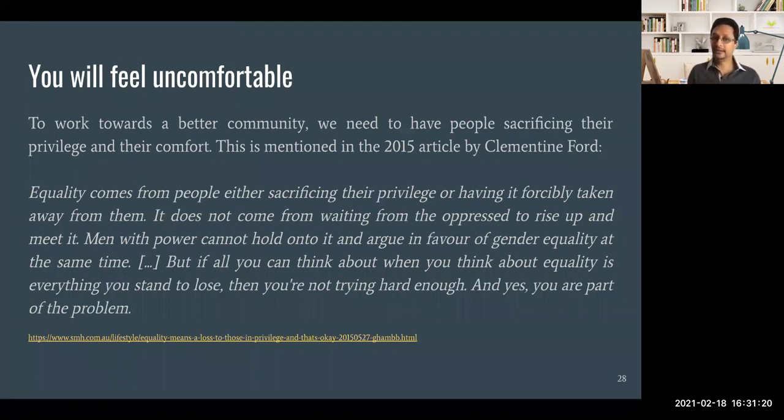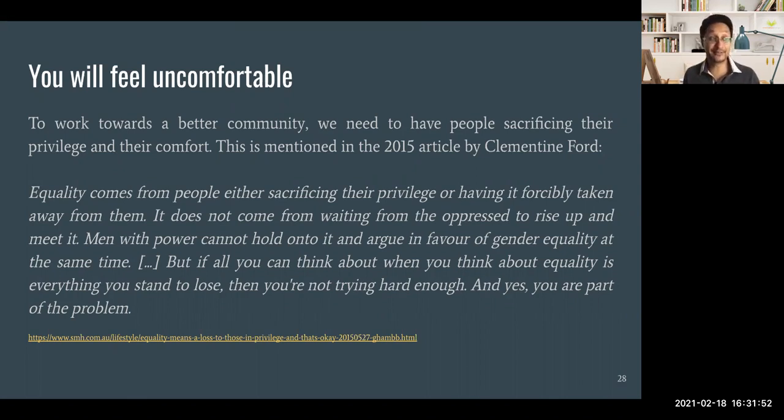So again, equality comes from people either sacrificing their privilege or having it forcibly taken away from them. And when you start to look into some of the things that have happened in the past, I think when you look at Martin Luther King's approval ratings before he died and when he was actually active, they were awful. They were really, really awful. And then after he died, there's been this thing of, oh look, he was lovely, and we want to try and be like him. There's a huge difference there.